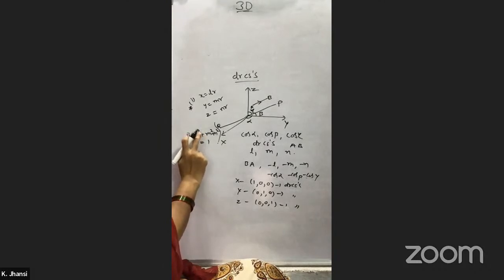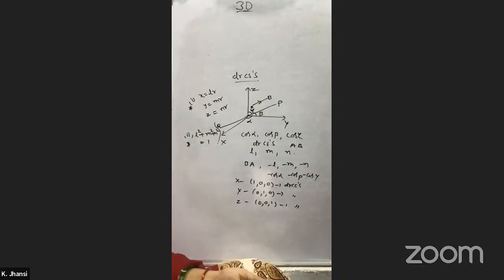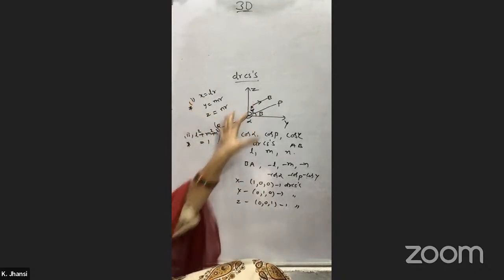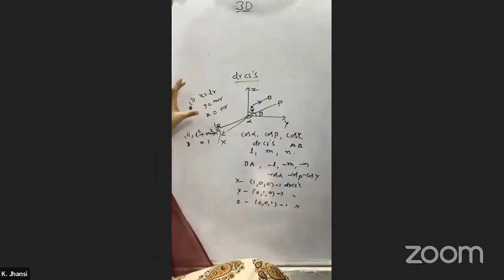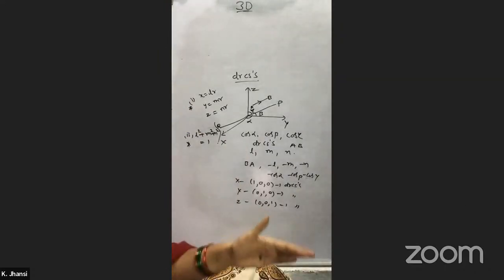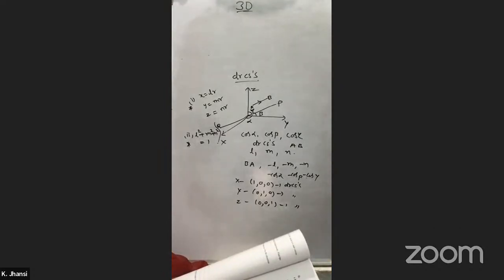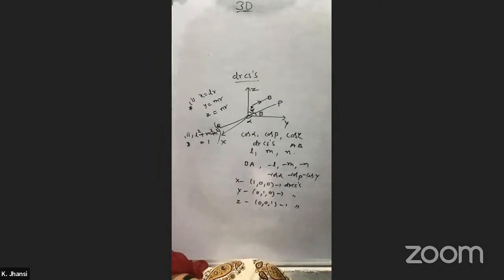The relation L square plus M square plus N square equals 1 we will use in many problems. So from this concept of direction cosines, you will get these two results, and they are very important in solving problems. Try to remember how we got that result. That proof is also there in your textbook, but the proof will not be asked in the examination. It is just used for objective type questions or for problems.